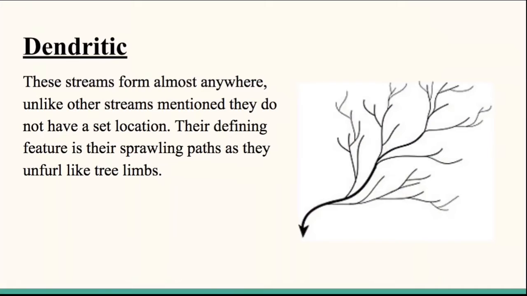Here's a more up-close picture of dendritic drainage, and you can see its resemblance to a tree limb. These streams form from almost anywhere, unlike other streams mentioned, and they do not have a set location.